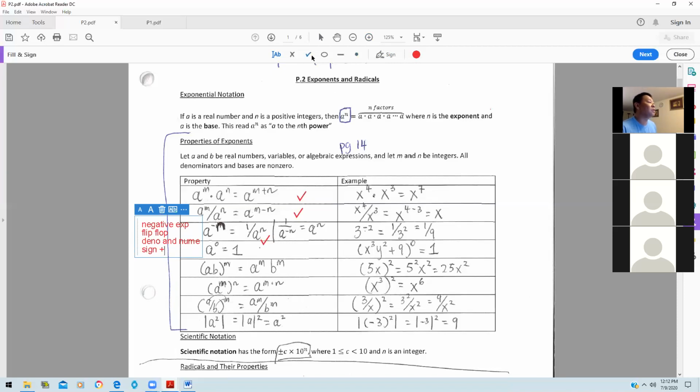Okay. Anything to the power of 0 is 1. I just want to point out that in this case, x to the 3, y squared plus 9, the whole thing to the power of 0, is 1. Make sure you know that this is the whole thing to the power of 0.